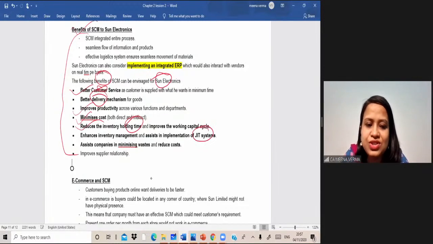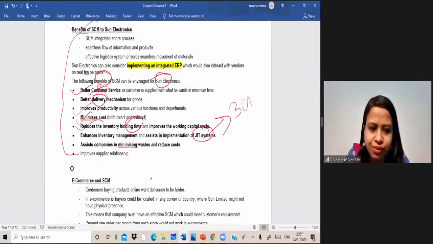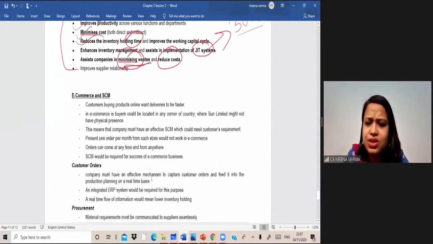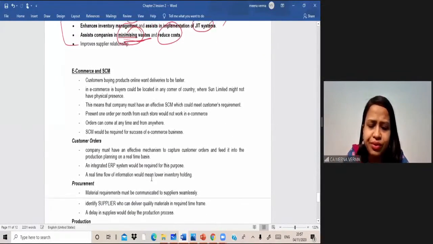They can use a just in time system also, but we will study this topic in the third chapter. This will help the organization in minimizing the waste and reducing the cost. So this is how it will help the organization.